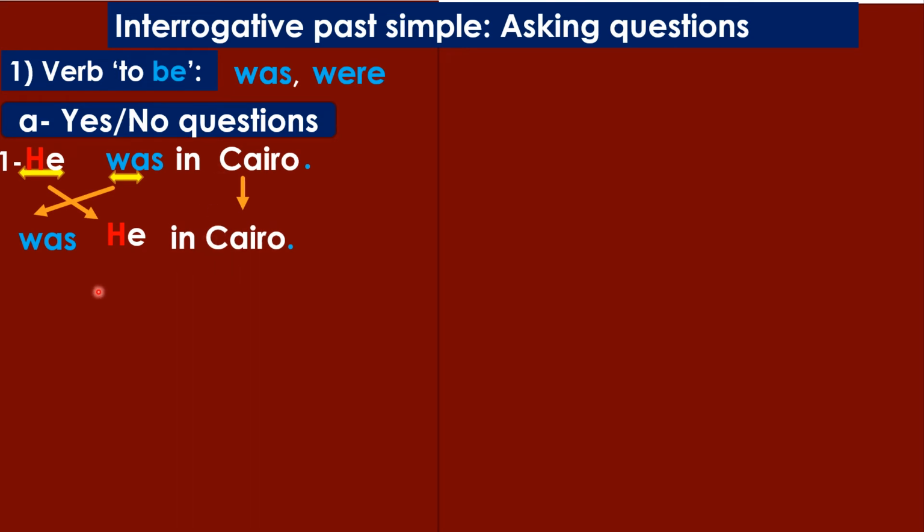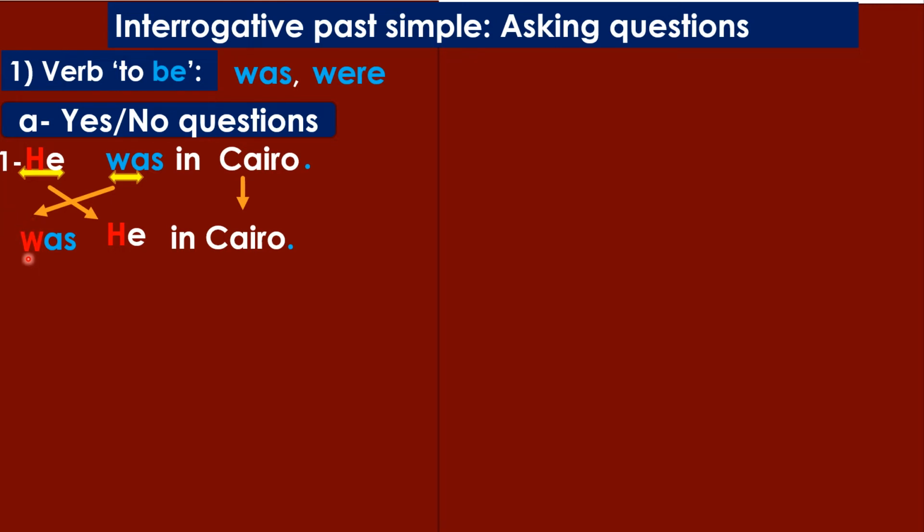Okay, but is that all? Was he in Cairo? Is it a correct yes no question? Yes, it has become a yes no question. Was he in Cairo? But I need to make some changes. If you look here at the W in the word was, it's a small letter. So I'm going to change it into a capital letter.